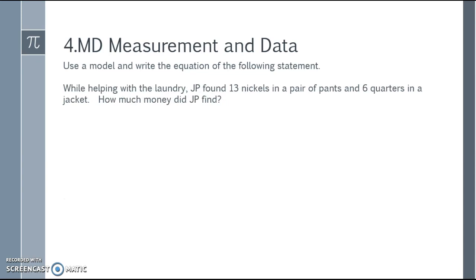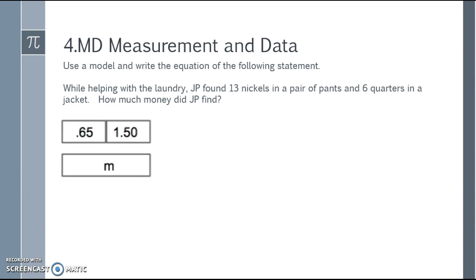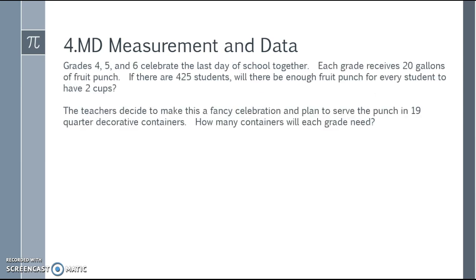So use a model and write an equation for the statement. While helping with the laundry, JP found 13 nickels in a pair of pants and 6 quarters in a jacket. How much money did JP find? Well, we know that 13 nickels is the same as 65 cents. 6 quarters is the same as $1.50. So how much money did they find altogether? Well, we would need to add the nickels plus the quarters for the total amount of money that we have.